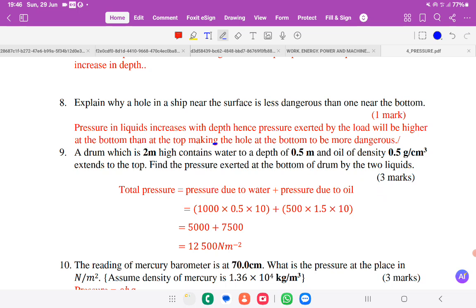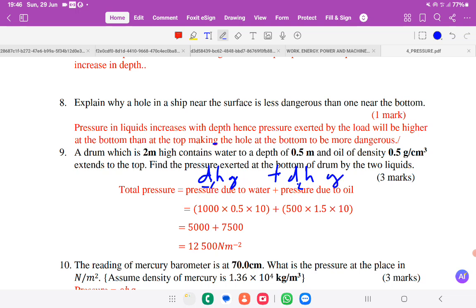You simply take the pressure of the water. Remember, liquid pressure is density times height times g. So this is the density of water plus the density of oil. You can call this D1, and this one D2 for the density of oil. So you have D, h, g again.